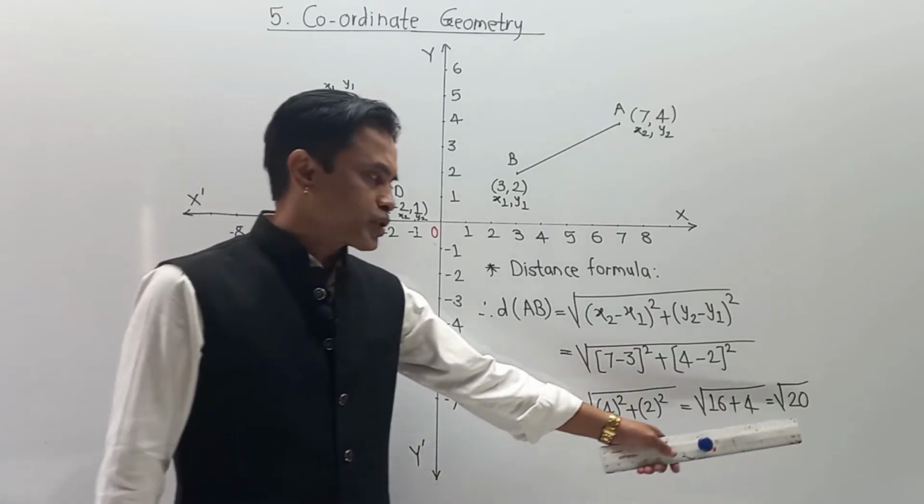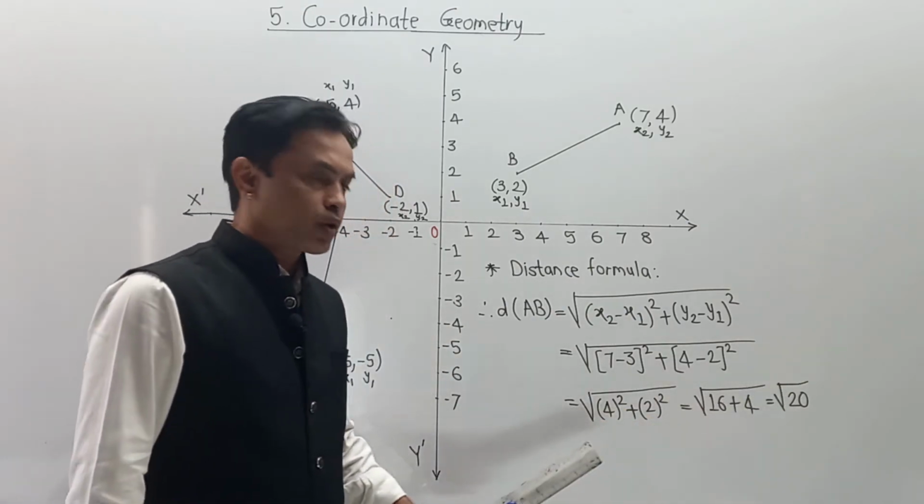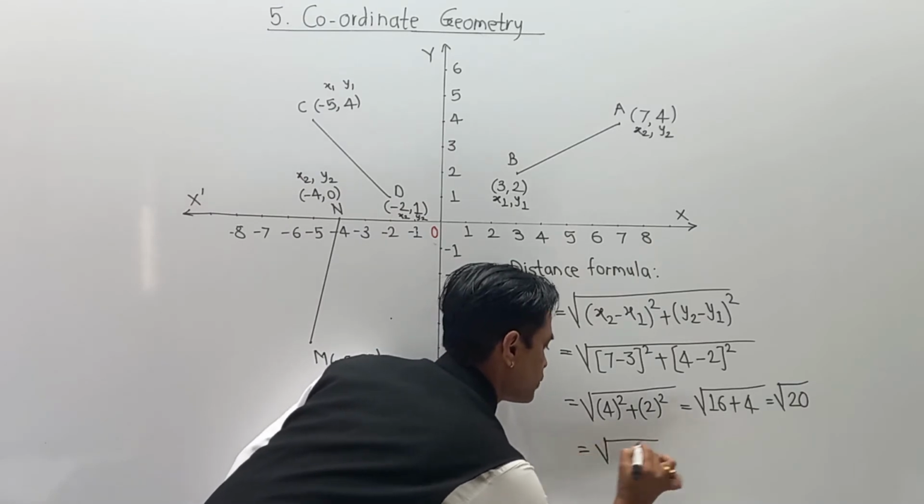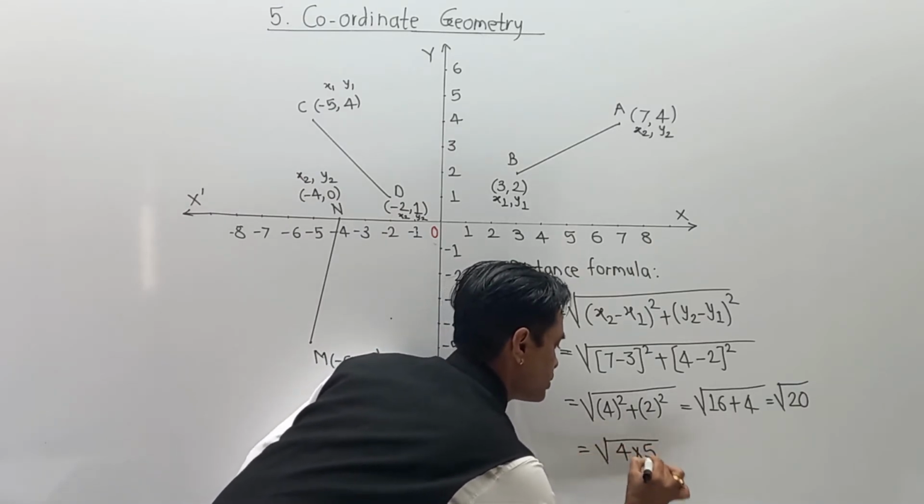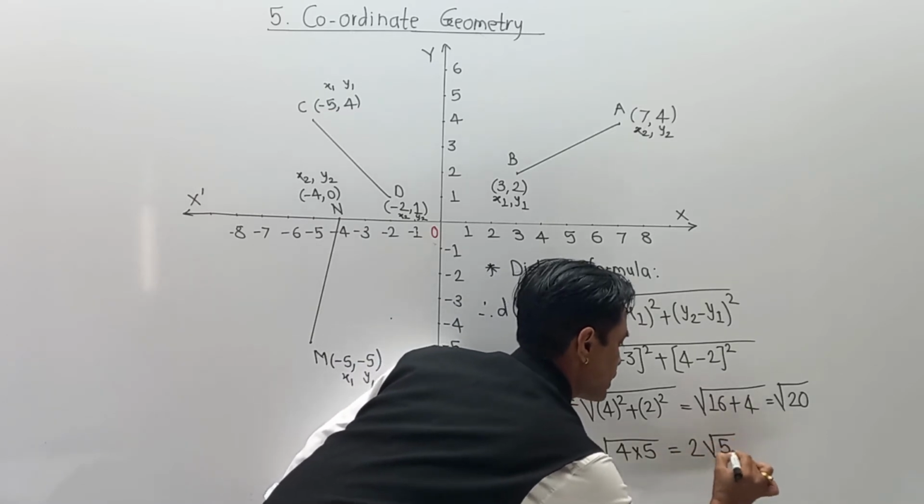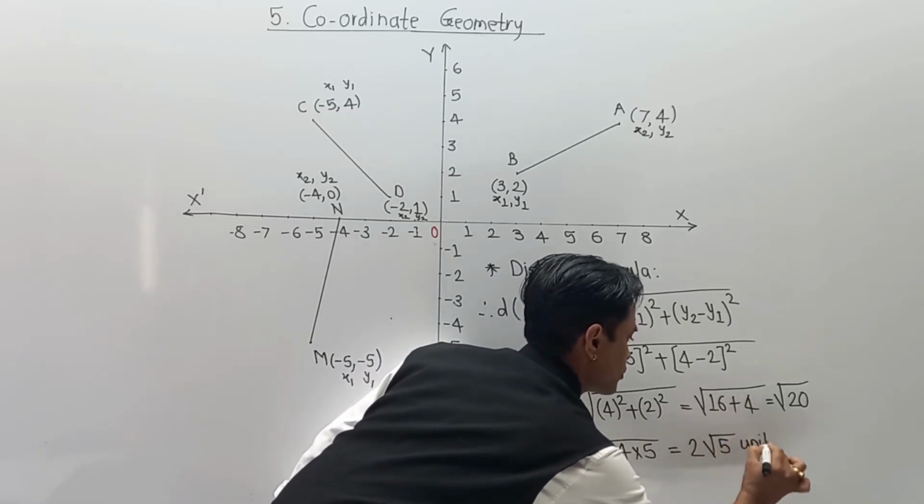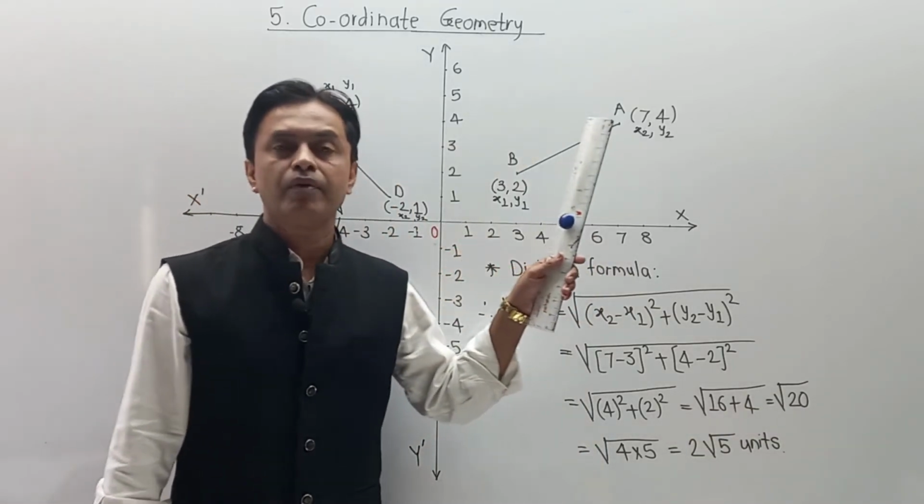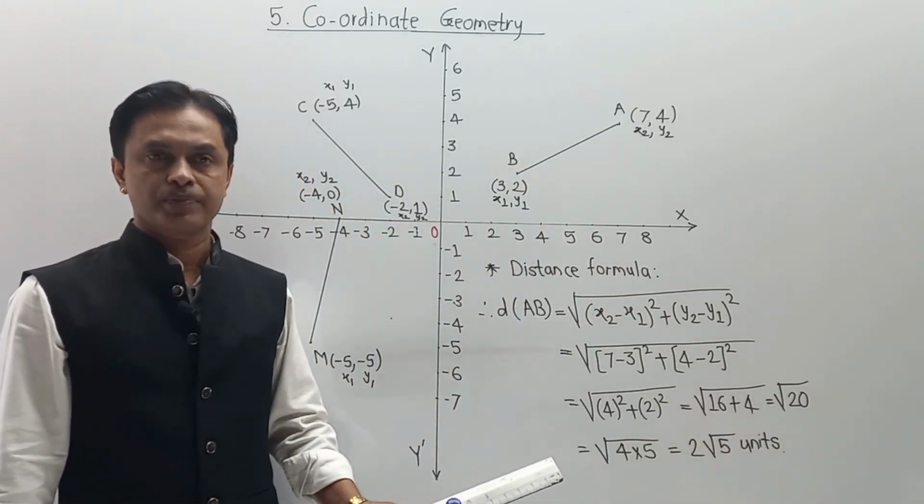Either you can keep this value, under root of 20, as it is, or if you want to simplify, it becomes under root of 4 into 5. So 4 can come outside the root as 2, giving 2 root 5, and since we don't know the units, we are writing it as units. And in this way you can simplify it.